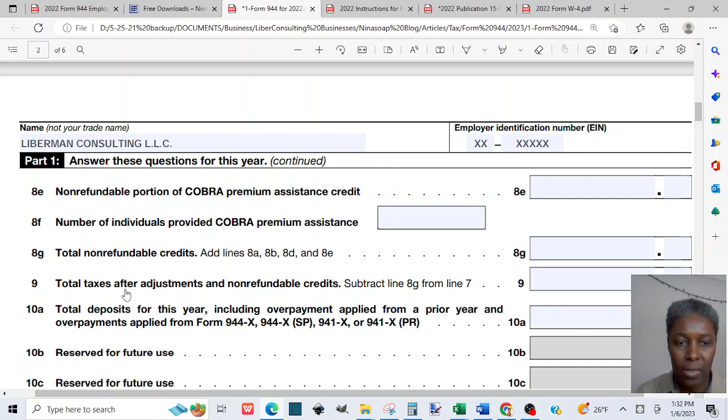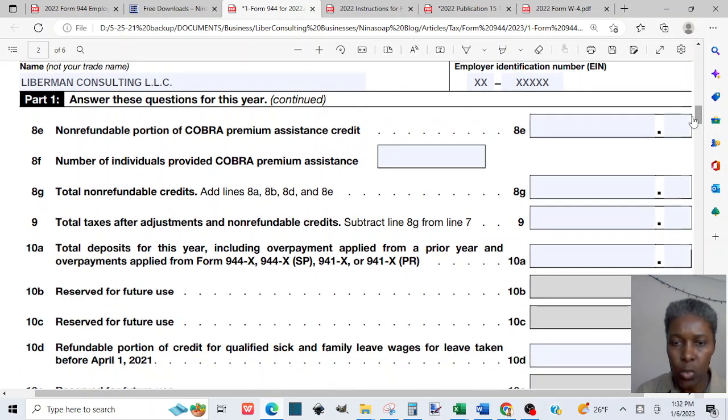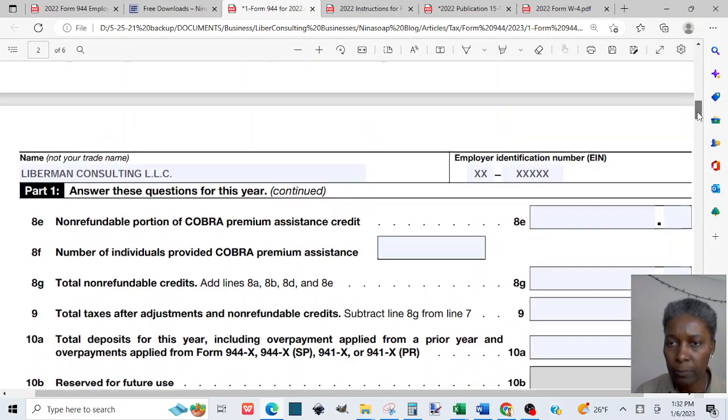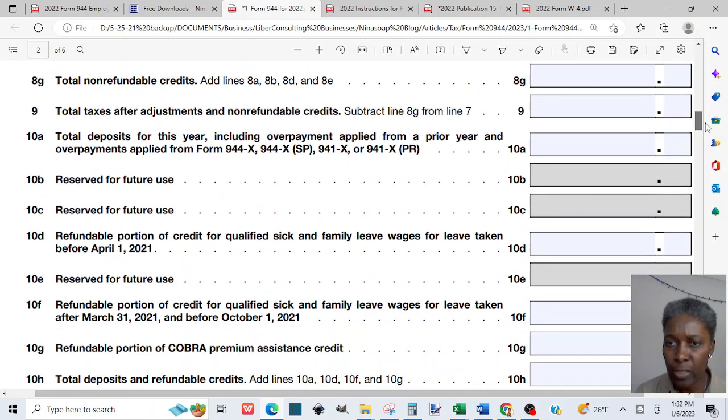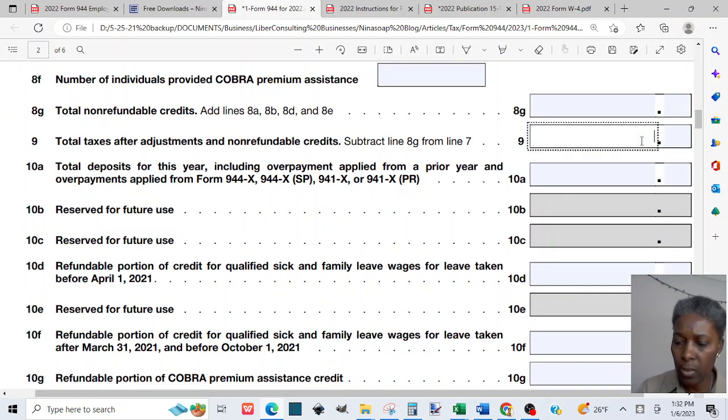Line 9, total taxes after adjustment and non-refundable credits. So you will subtract line 8G from line 7. Line 7 has our total tax after adjustment, minus line 8G, which is 0, and that will still give us $66.28.